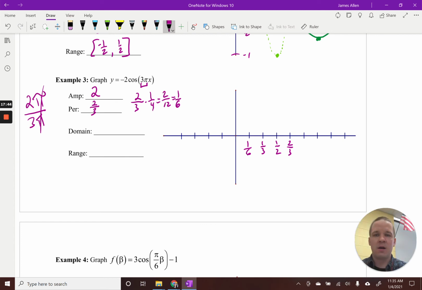Awesome sauce. All righty. Now I think we should probably scale out our y-axis as well. I'll go 1, and then 2, -1, -2. All right.